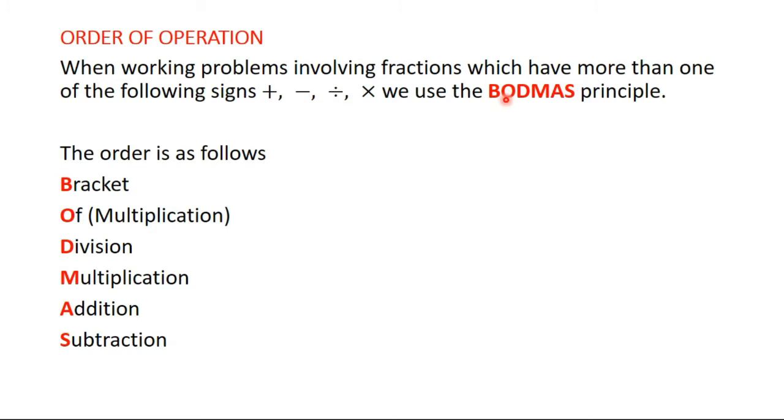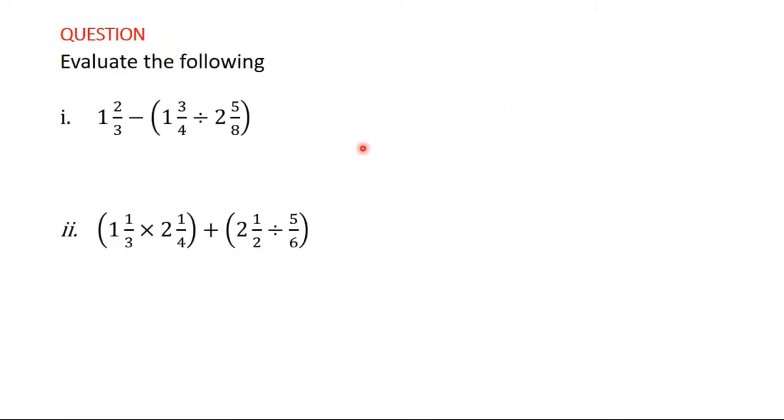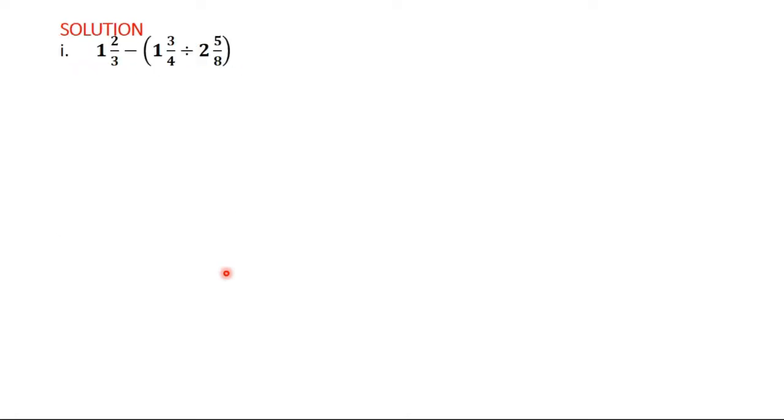Let's take some examples. We are supposed to evaluate the following. So we take them one after the other, then we do it. So we take the first question. We have 1 whole number 2 over 3 minus, then we have a bracket, 1 whole number 3 over 4 divided by 2 whole number 5 over 8. So what BODMAS tells us is that whenever we are being given this, you see from here that we have subtraction and division in the same question.